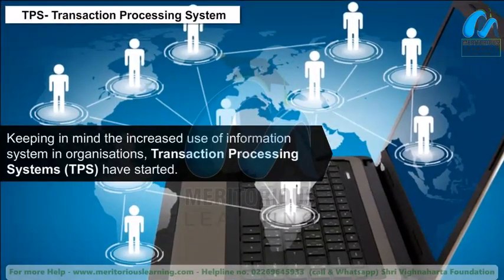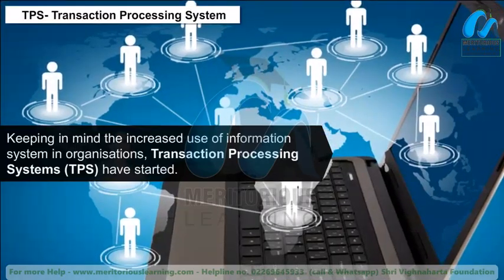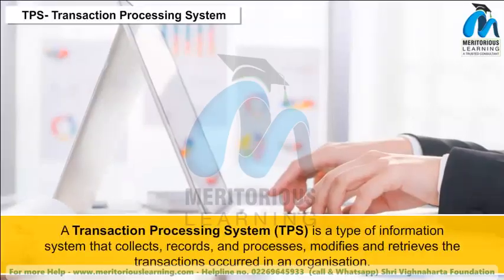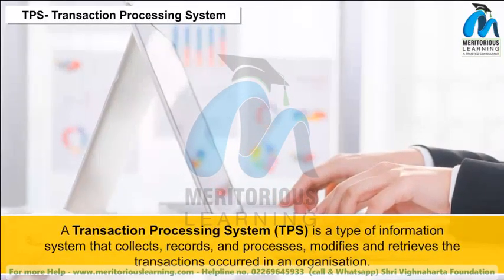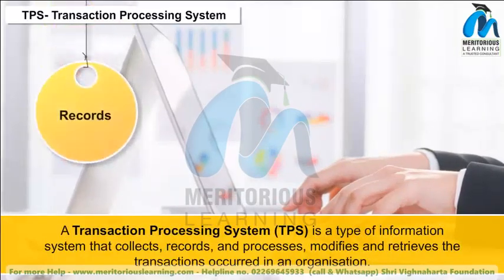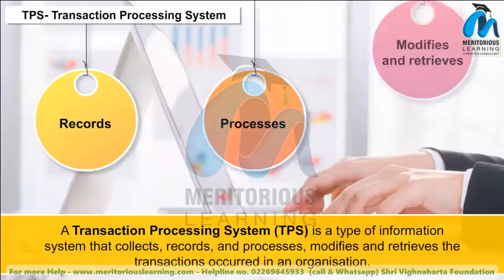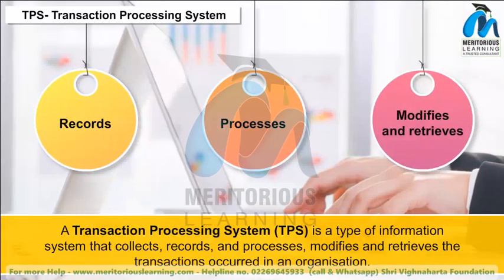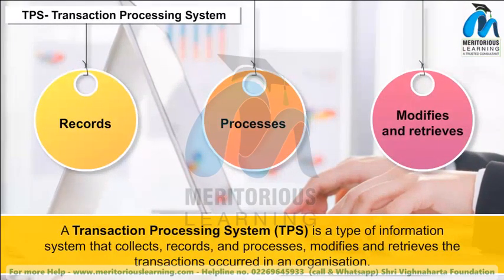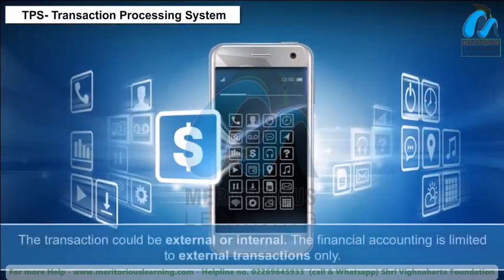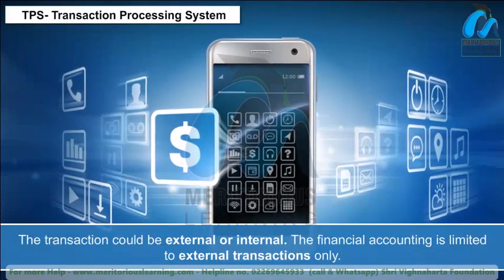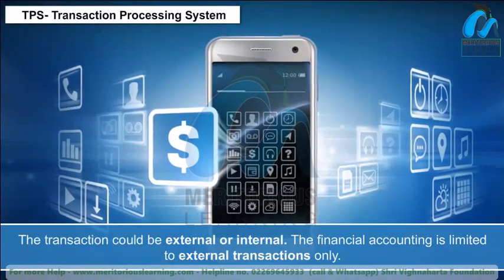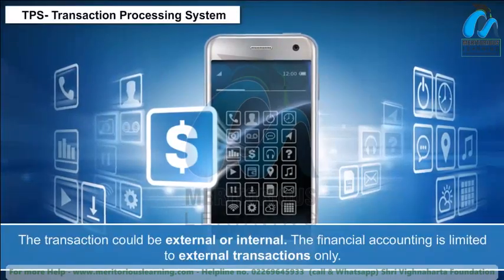TPS, Transaction Processing System. A transaction processing system (TPS) is a type of information system that collects, records, processes, modifies, and retrieves the transactions occurring in an organization. The transaction could be external or internal. The financial accounting is limited to external transactions only.